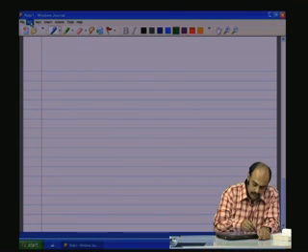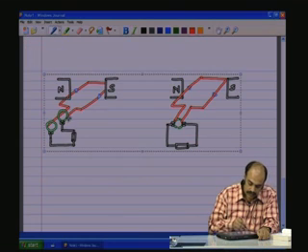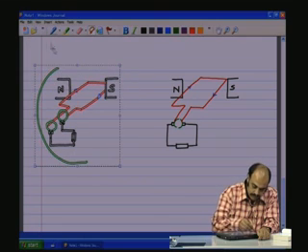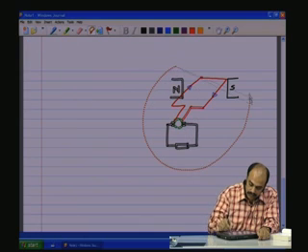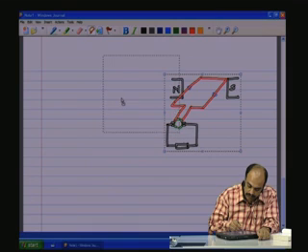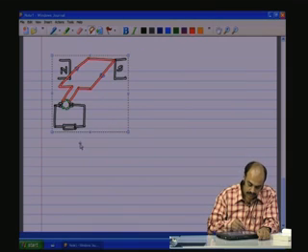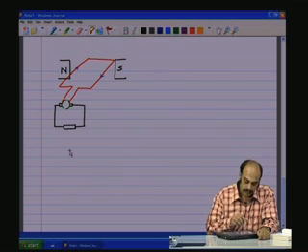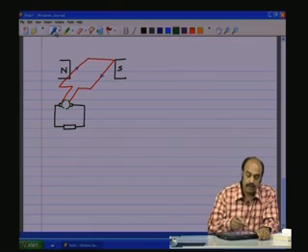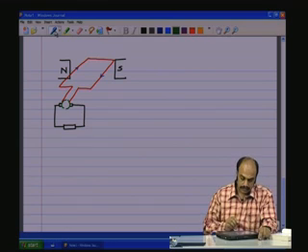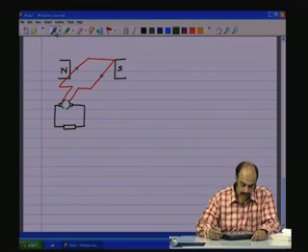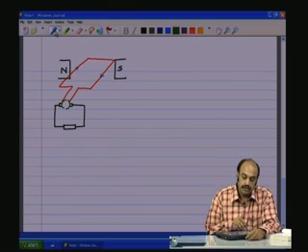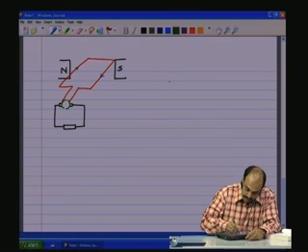So, now let us consider the machine with the commutator as shown here. We would like to now represent it, because this becomes very cumbersome to write or draw in 3D. Let us now write a 2D picture of this DC machine.